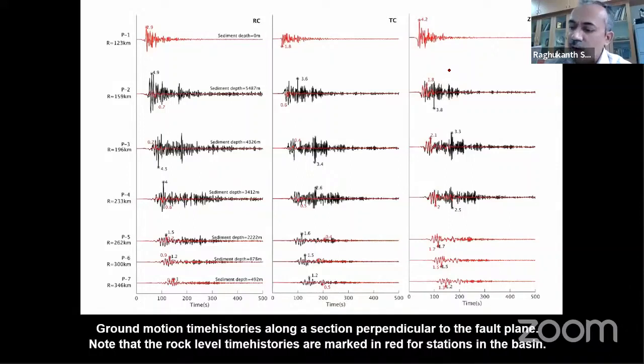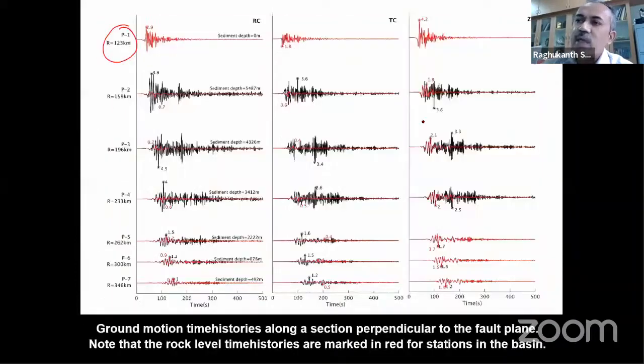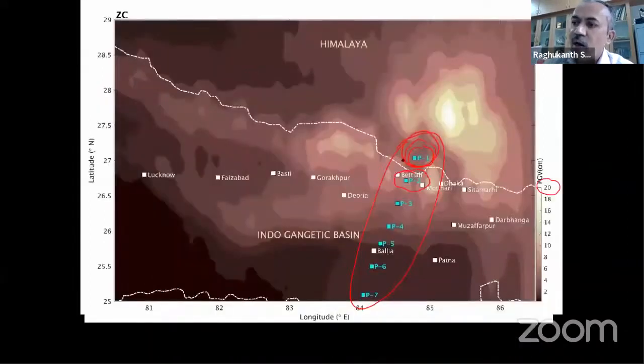Now here, to understand the amplifications, we have put stations at rock, below where the sediments are, and then at the surface also, and then you can easily find out how much things have amplified. This is the P1 station, which is located in the Himalaya. It is not located in the basin, so obviously both of them will be the same. But at the P2 station, the sediment depth is around 5 kilometers, which is a very large sediment depth.